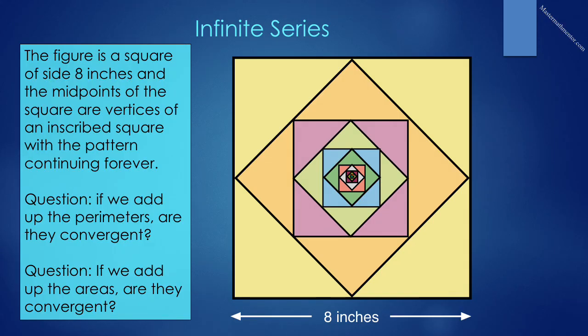The figure shown is a square of side 8 inches, and the midpoints of the square are vertices of an inscribed square with the pattern continuing forever. We have two questions. If we add up the perimeters, are they convergent? And if we add up the areas, are they convergent? These questions will be answered in the next video. Stay tuned.